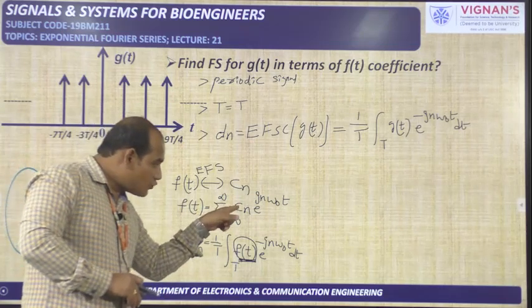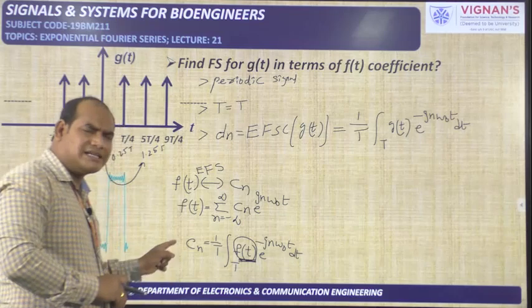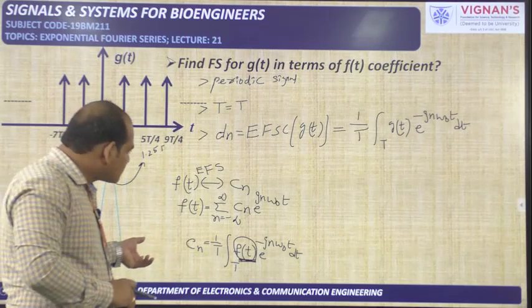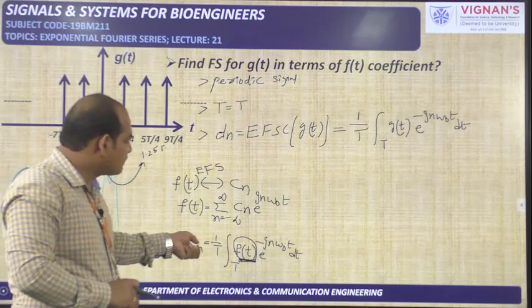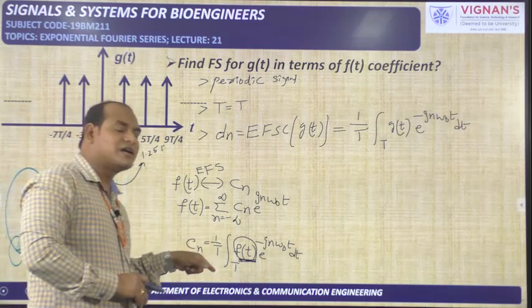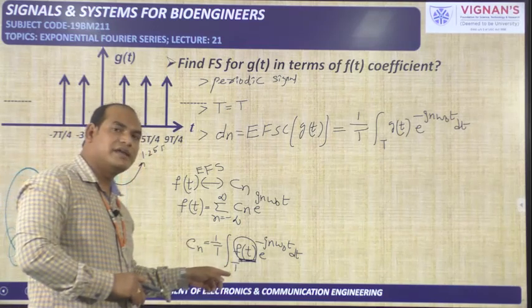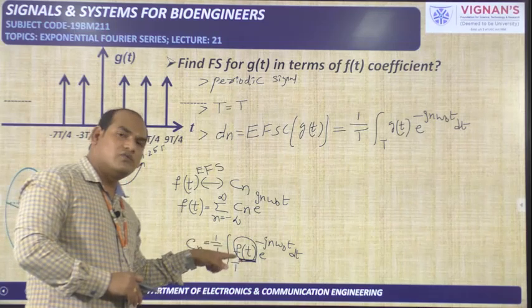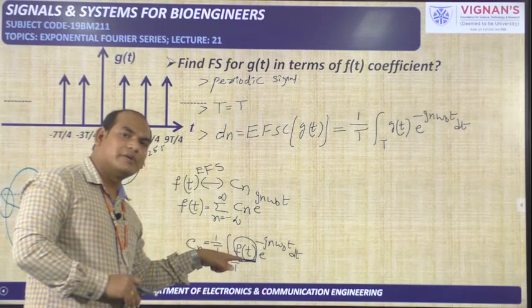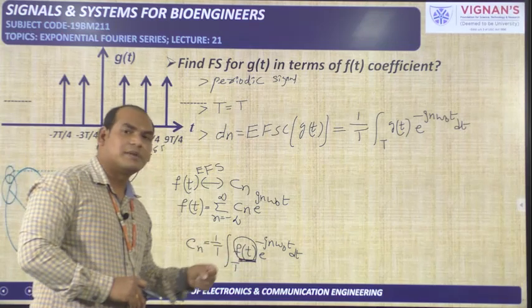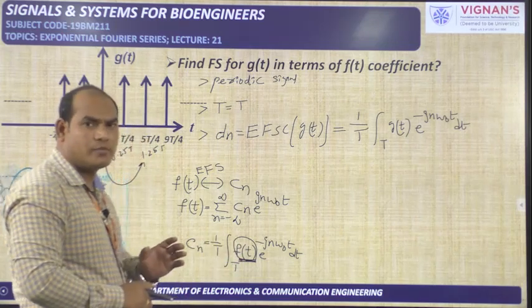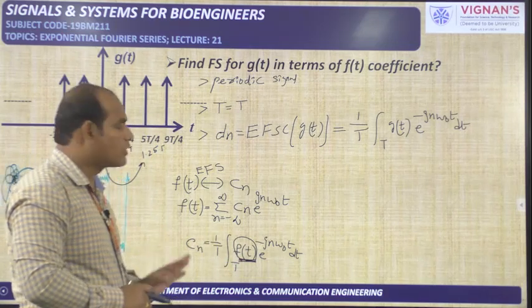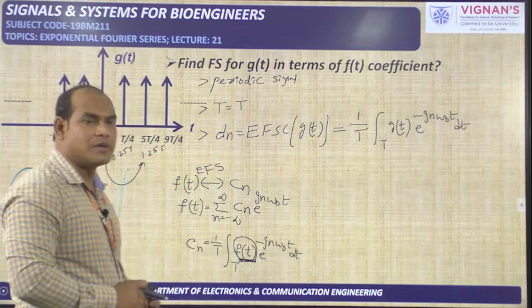And this coefficient is equal to, instead of writing this Cn, we can write the exponential Fourier series coefficient of f of t is equal to 1 by time period of the f of t, integral over one period, into, for which signal we are calculating the Fourier series coefficient, that signal's time domain expression we need to write here, that is multiplied with e power minus jn omega naught t dt. Okay, so in this way you have to remember.